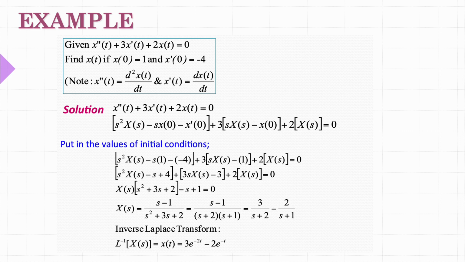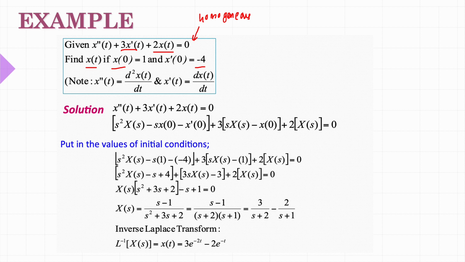Right, let's look at the example here. Given x(t): x''(t) + 3x'(t) + 2x(t) = 0. When it equals 0, this is a homogeneous equation, which we already discussed in our previous lecture. We need to find x(t) if x(0) = 1 and x'(0) = -4.